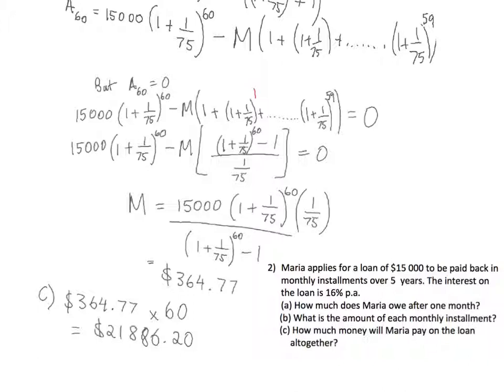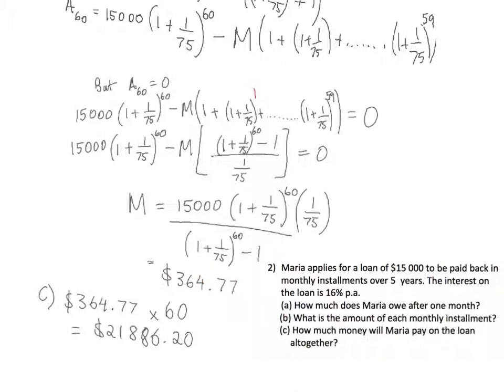Okay, so to solve this equation for m, we need to move this whole term to the other side of the equal sign, and then we'll have this divided by this. So we've got this over here. When we divide by this, we times by the reciprocal, so that's why the 1 on 75 comes on the numerator, and that's on the denominator. And then you can just put this in your calculator, and you get the amount of each monthly instalment.